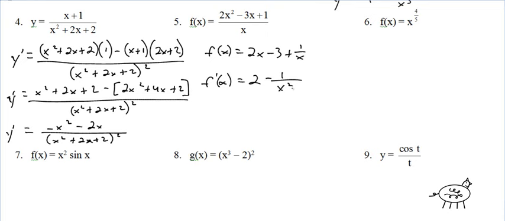Okay, that's actually pretty mellow. Next one, yeah, it's pretty easy. f prime of x equals 4/5, just using the power rule. And you subtract 1 from that, so you get x to the negative 1/5.